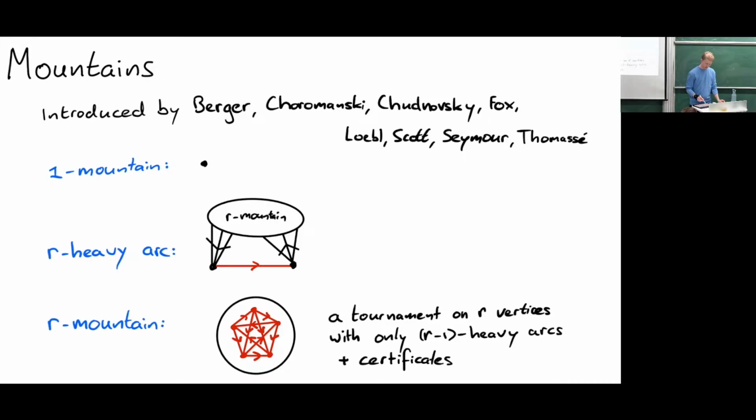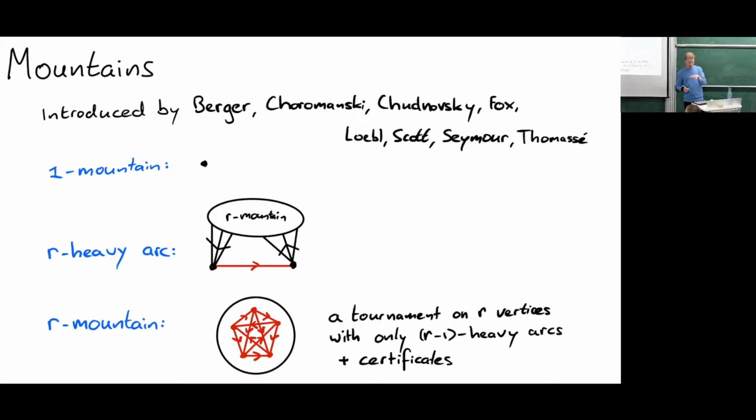So a 1-mountain is a single vertex tournament, and then we define that an arc is R-heavy if there exists some R-mountain that the head of this arc is out-complete to and the tail is in-complete from. Why is this nice? Well, the idea behind it is again doing induction on coloring. If I need R colors to color an R-mountain, then I know that these two vertices must receive different colors, because otherwise they're in a cyclic triangle with a vertex from the R-mountain.